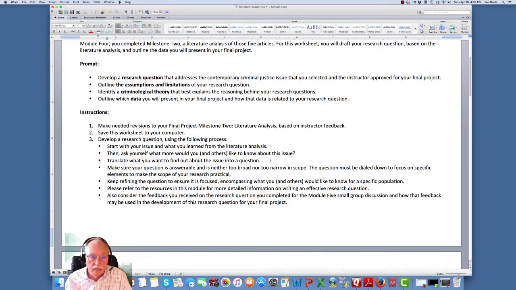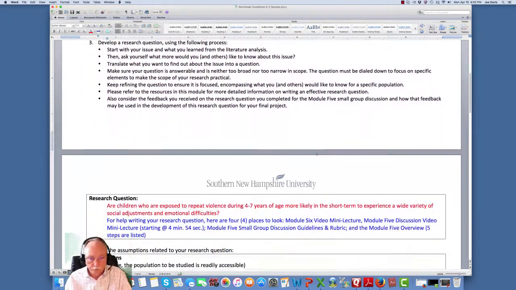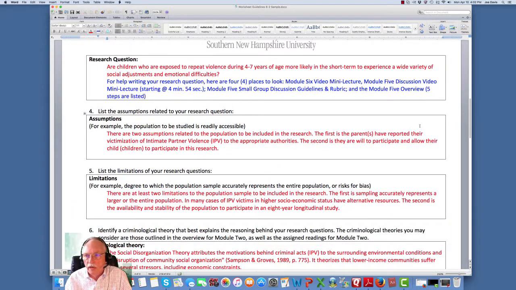Then you're going to translate that into a question. You're going to make sure that question is answerable, that it is neither too broad nor too narrow in scope. The question must be dialed down to focus on specific elements to make the scope of your research practical. You can find the same thing outlined in the Module 5 overview, and also in the Module 5 small group discussion rubric.